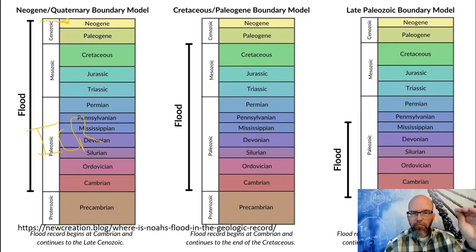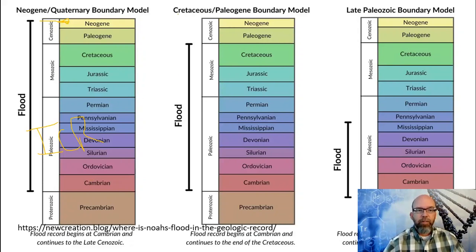to very, very recently is all deposited by the flood, which means also that any fossils you find in any of these particular layers were all deposited during this 1 year event of the global flood during Noah's time.